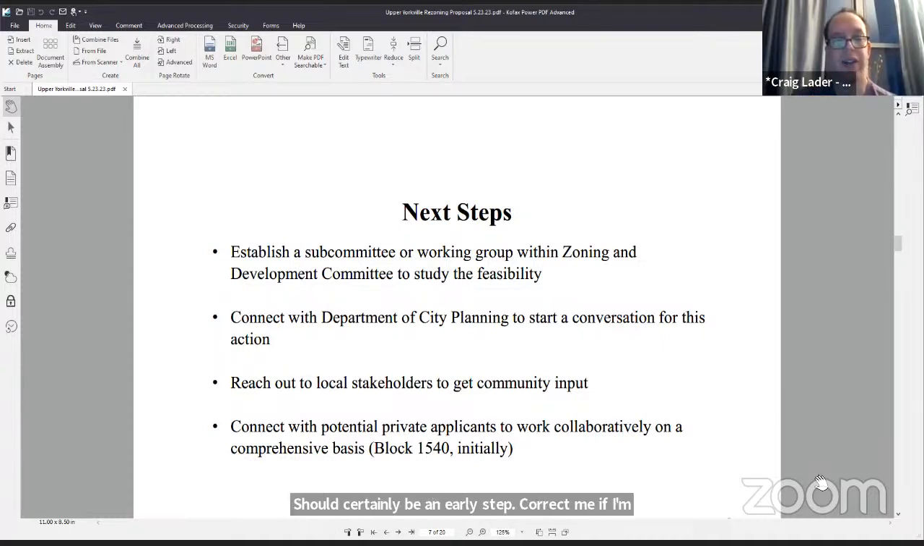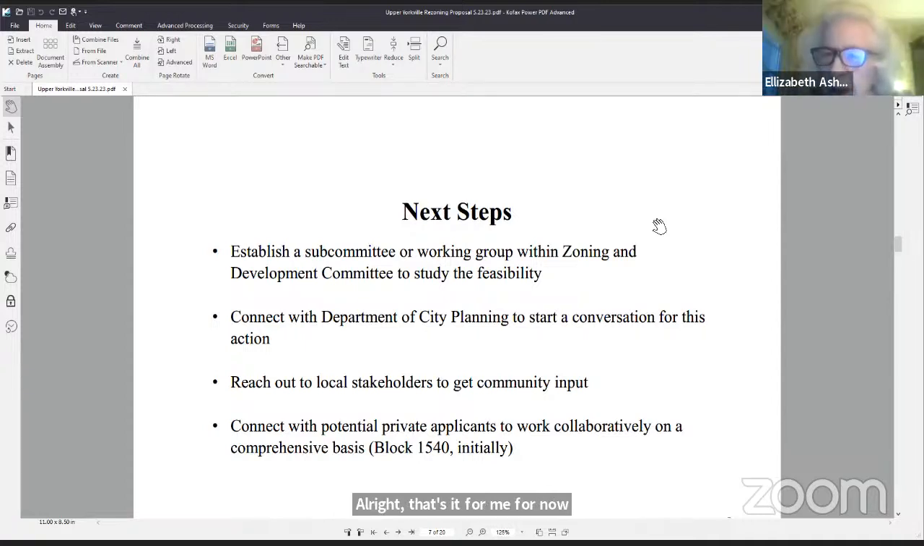And I'll just add, I think the underlying point of my resolution is, whether that happens now or later, I just want to at least have us on record as supporting this effort, so we can start the process formally and not have to wait. And perhaps if we do need a consultant, for example, at least we already have the resolution in hand. All right, that's it for me for now. Thank you.